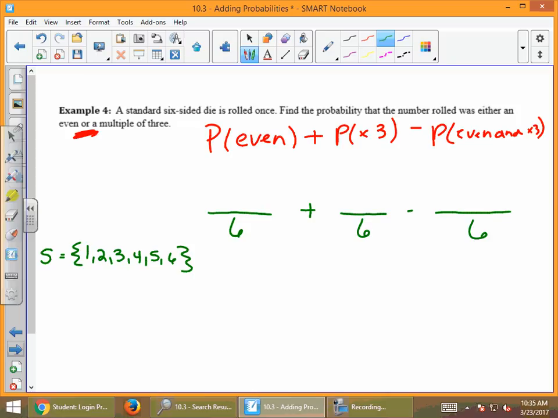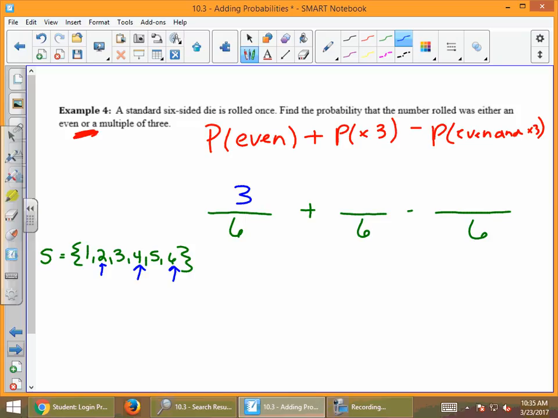We just have to figure out what's going to go on the top of each fraction. So the first probability is even. Go to your sample space. How many of these numbers are even? 3. 2 is an even number, 4 is an even number, and 6 is an even number. So of those, 3 are even.